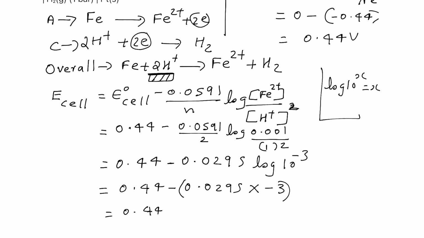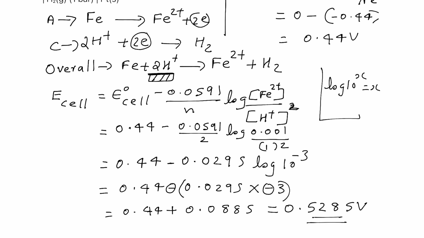0.44 minus into minus, minus into this minus, it becomes plus, right? Plus. Okay, now 0.0295 into 3, 0.0885. Now on adding these two, you will get the final answer. It will be like 0.5285 volt. Okay, and that is our final answer. Hope all of you understand.